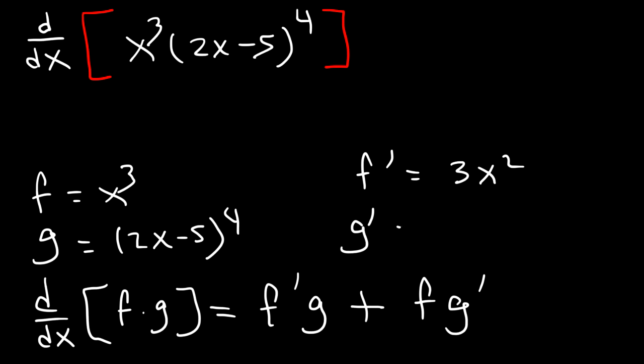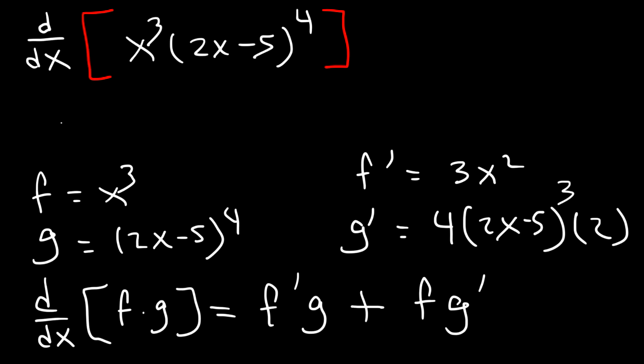And to find g prime, we need to use the chain rule. So the derivative of (2x minus 5) raised to the fourth power is going to be 4, and then keep the inside the same, 2x minus 5. Using the power rule, subtract this by 1, and then differentiate the inside function 2x minus 5, which is 2.